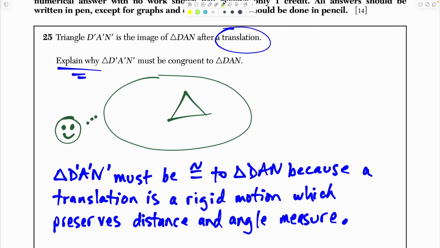Now, I just want to point out that the key phrases that the graders are looking for when they grade your regents is they want to see this phrase here. Rigid motion is a very powerful phrase to put in your explanation for this question. And also when we say that the translation preserves distance and angle measure. Okay, so these are the key phrases that when they see this in your explanation, they'll say, okay, this is 2 out of 2.